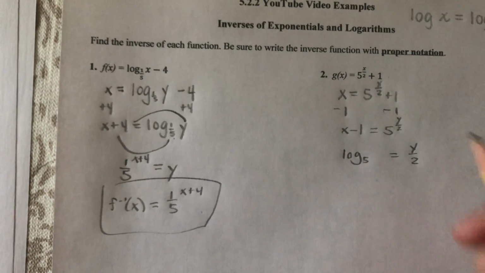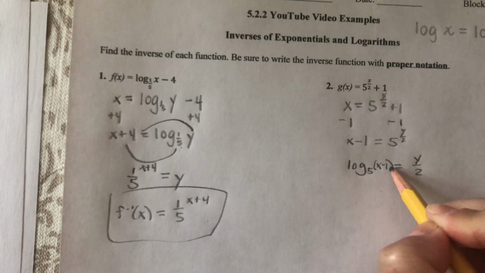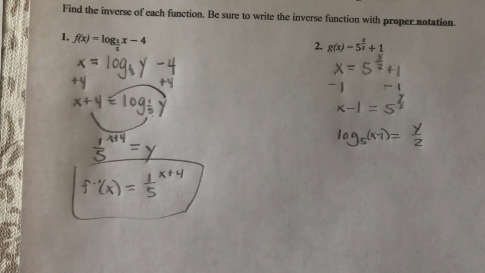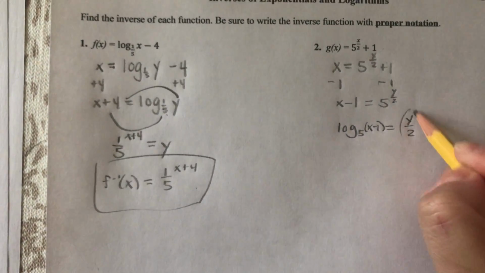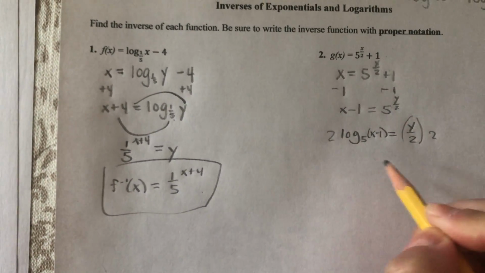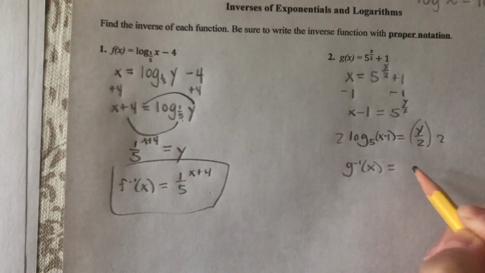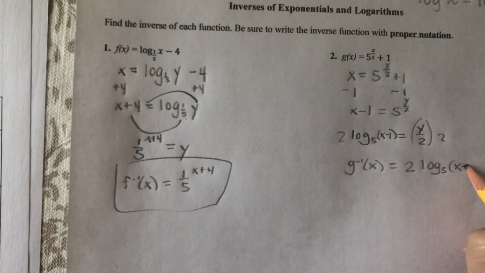The exponent is always on the other side. And the thing that you're taking the log of is always on the other side of the equal sign from the exponential. So I'm going to put my parentheses around here to show that the x minus 1 is inside the log, okay? Is y alone? No, because it's being divided by 2. So what's the opposite of dividing by 2? Multiplying by 2. So my inverse function notation is g to the -1 of x is 2 times the log base 5 of x minus 1.